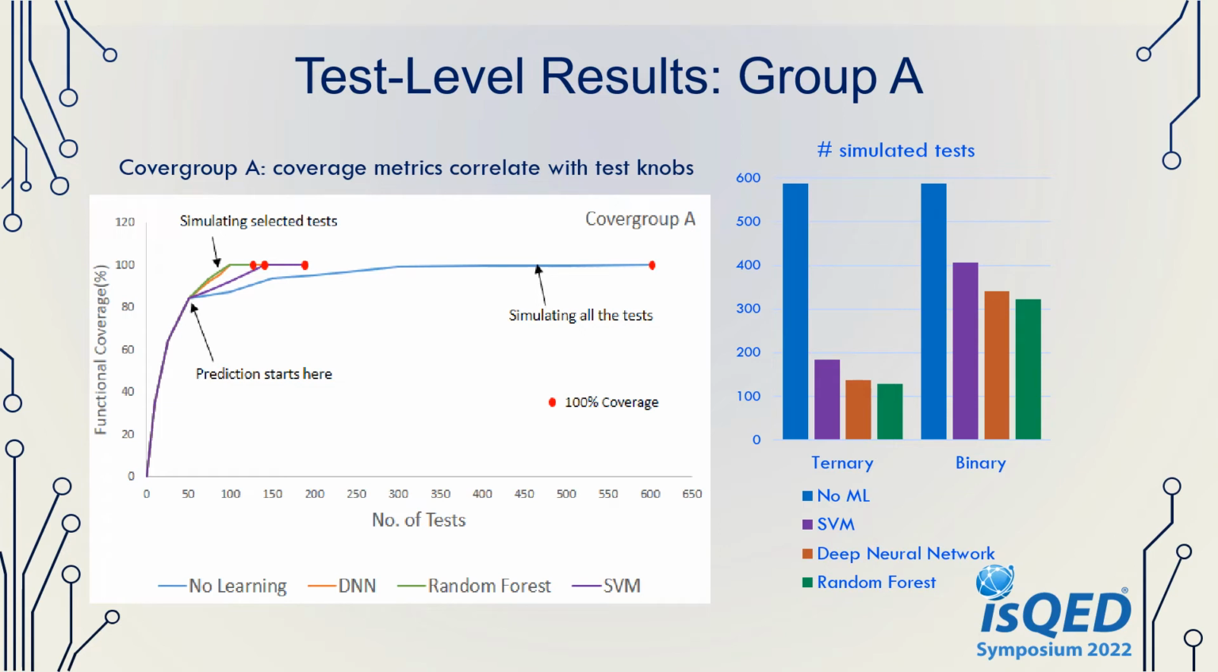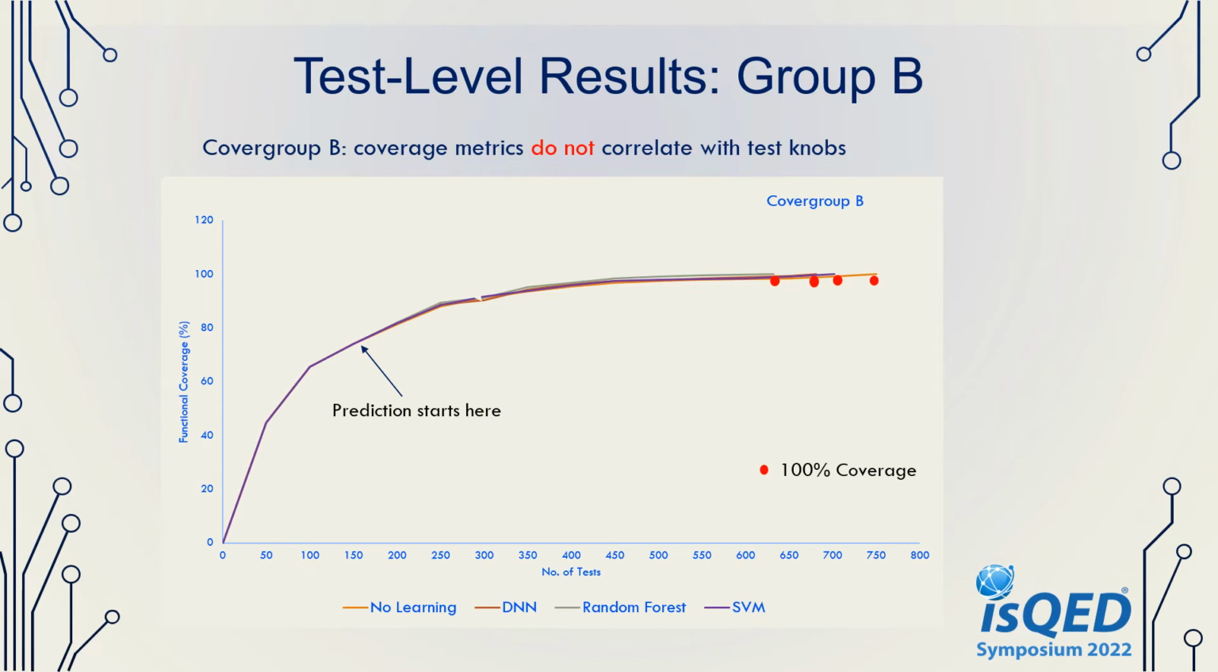We also compare binary classification and ternary. So the blue bar are from those without machine learning, and then the other three are from machine learning. So we can tell that the ternary classification can further reduce the number of simulations. However, for this coarse-grained test level application of machine learning, it won't work for some cases.